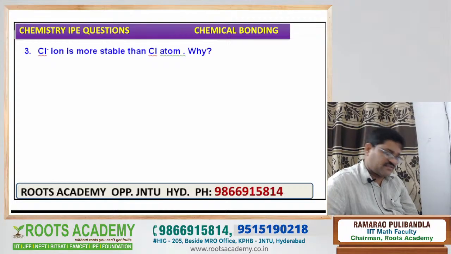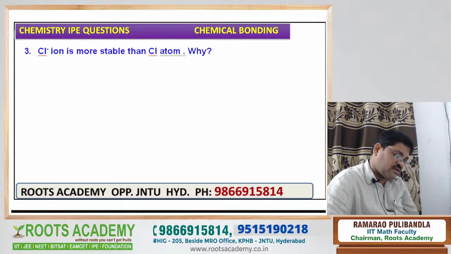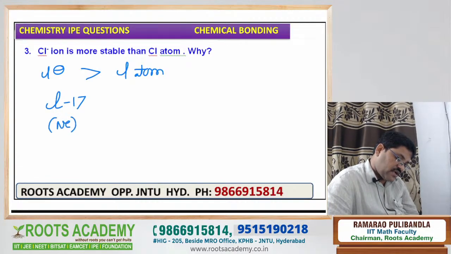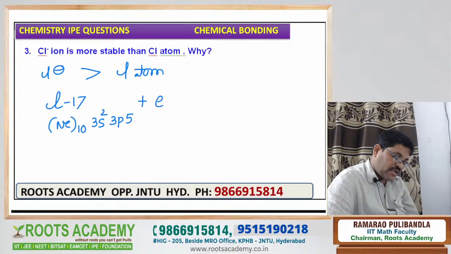Not so difficult. See the next IPE 2 marks question. Cl minus ion is more stable than what? Cl minus ion is more stable than chlorine atom. Why? Yes, you write the chlorine atom configuration, chlorine atomic number 17. For 17, what do you write? Neon 10, 3s2, 3p5.